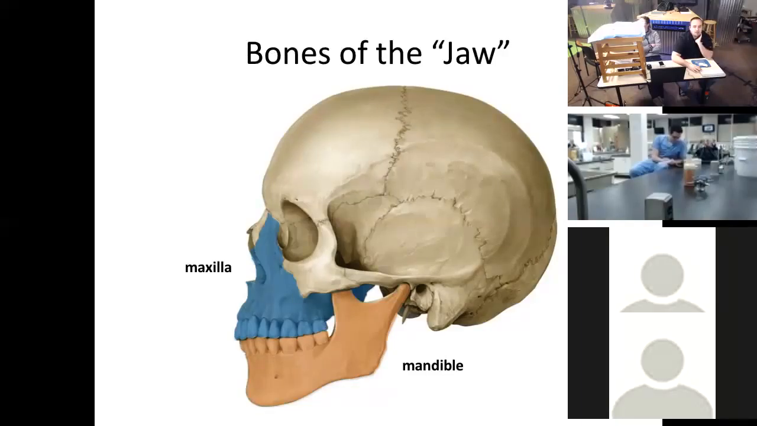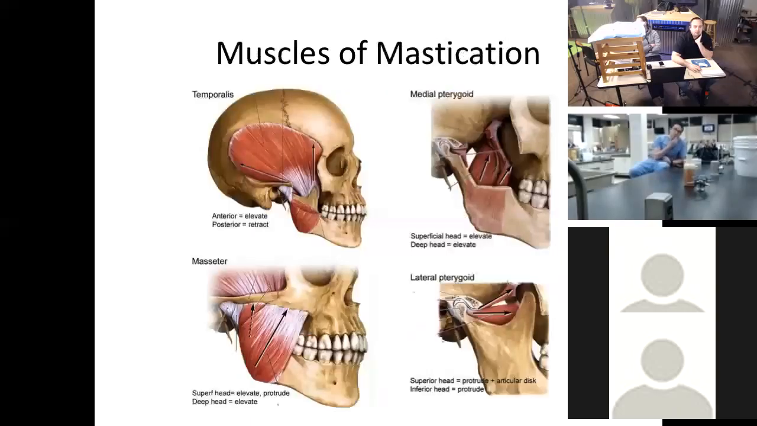And the upper portion is also formed by the palatine and sphenoid bones, but I haven't shown you them in this picture. They're much smaller bones and are usually not talked about as much with the oral cavity.